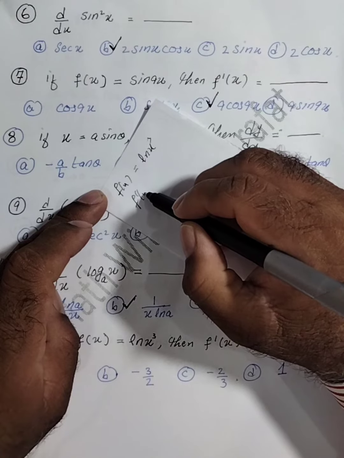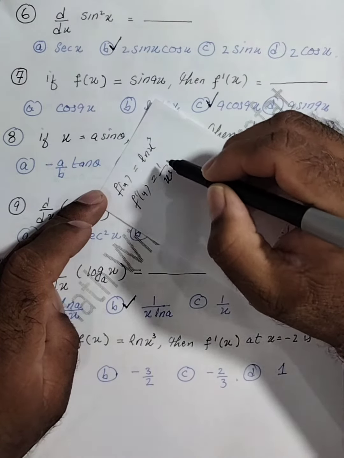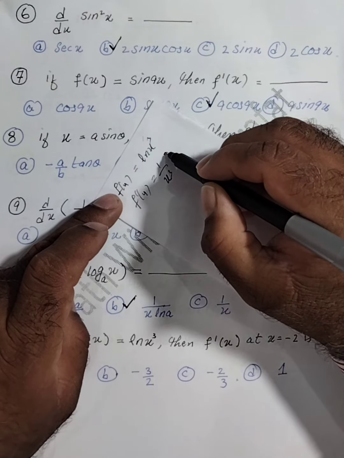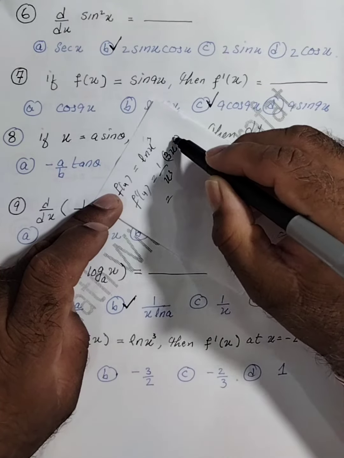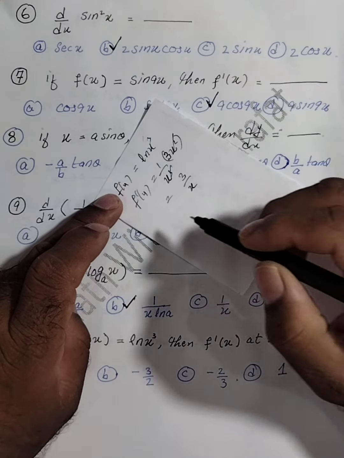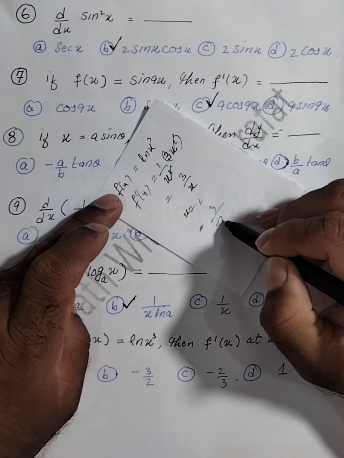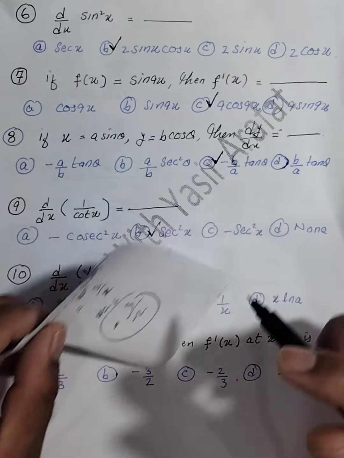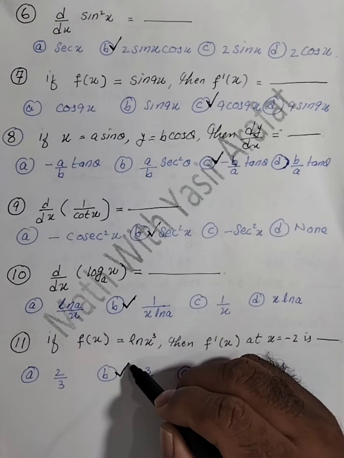So the derivative of ln will be 1 over whatever they have given you with the ln, and the derivative of x cube is 3x square. So this whole cancels out, and this is 3 upon x, and the value of x is minus 2. So this is 3 over minus 2. So the correct option is minus 3 upon 2. So B part is correct of the 11th MCQ here.